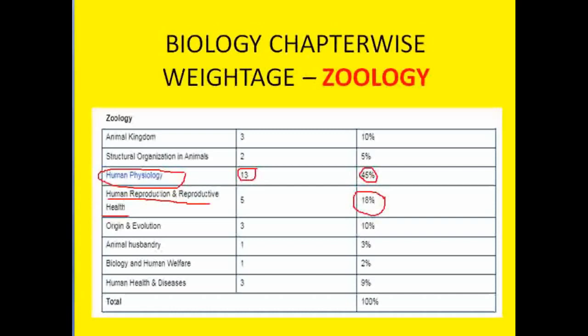Like so you have the other chapters like origin and evolution, human health and diseases, animal kingdom, each has 10% of weightage. Then structural organization in animals has 5% of weightage. Animal husbandry and biology and human welfare have 3% and 2%. So in this way, you have the weightage for zoology.